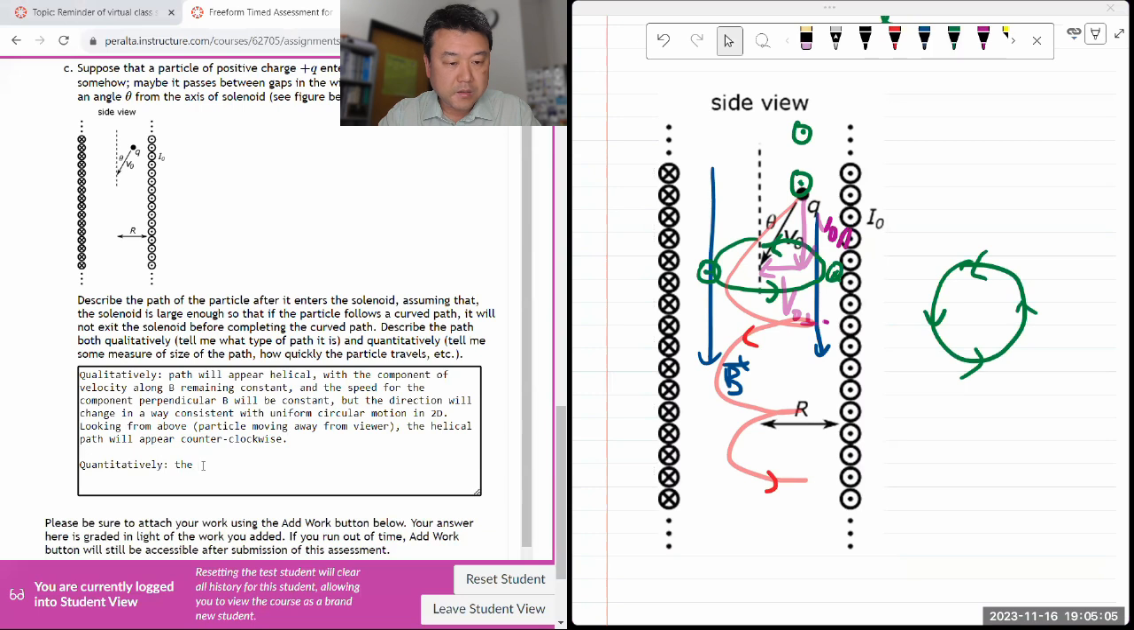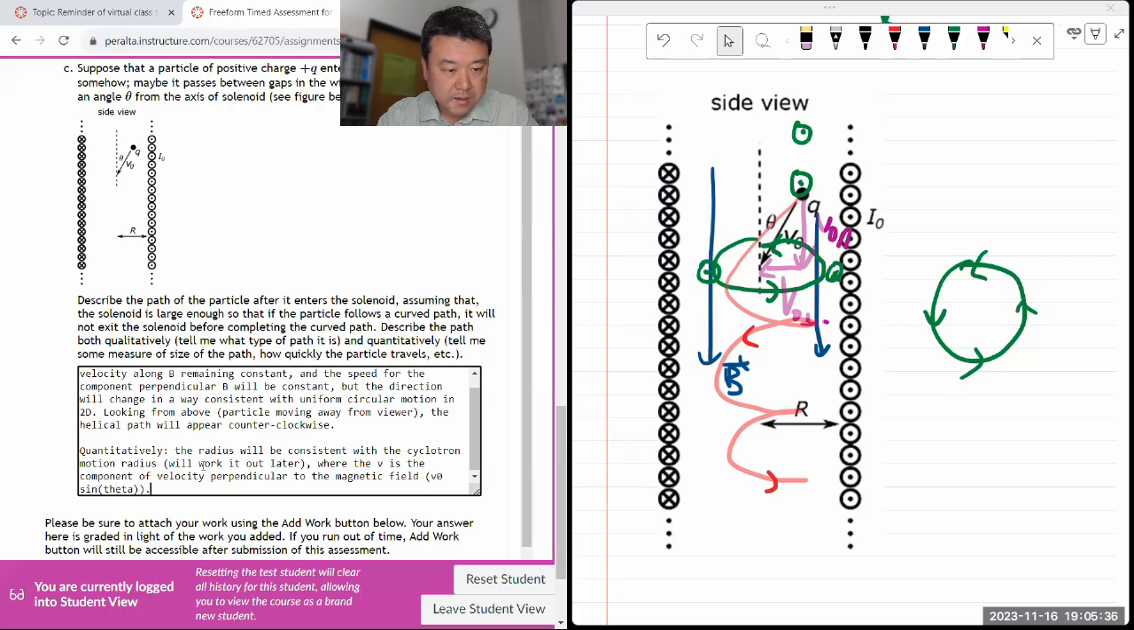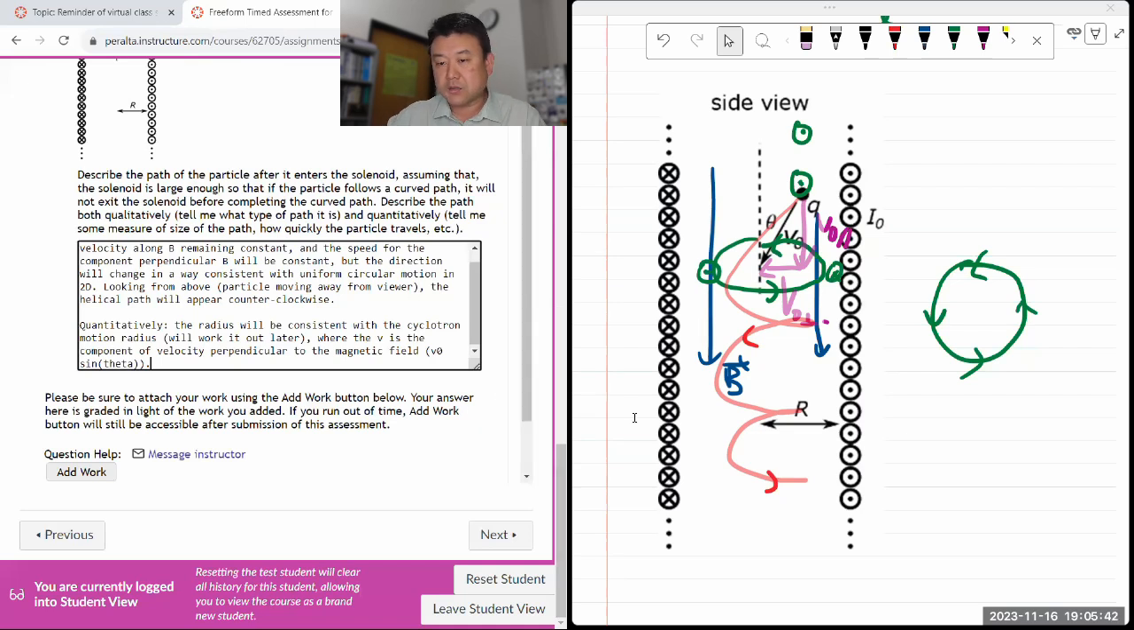Quantitatively, the radius will be consistent with the cyclotron motion radius. We'll work it out later, where the V is the component of velocity perpendicular to the magnetic field. So that will be given by V naught sine theta. V naught sine theta. And I gave this question because I think as I work it out, the time might run out. So let's work out the cyclotron motion thing.